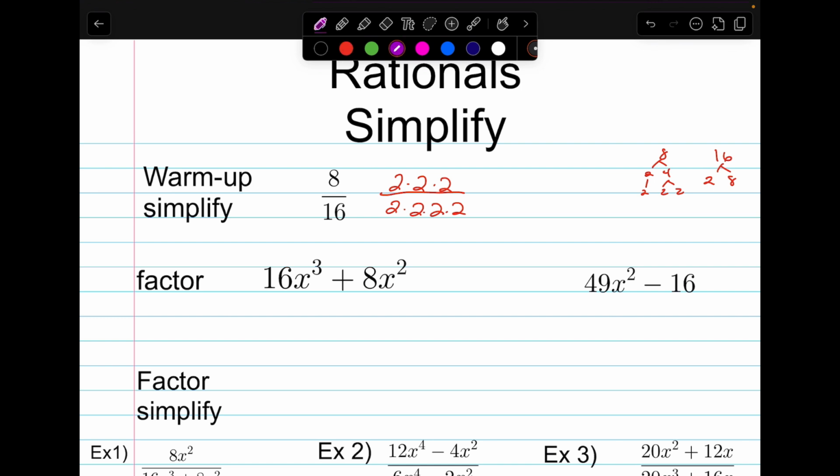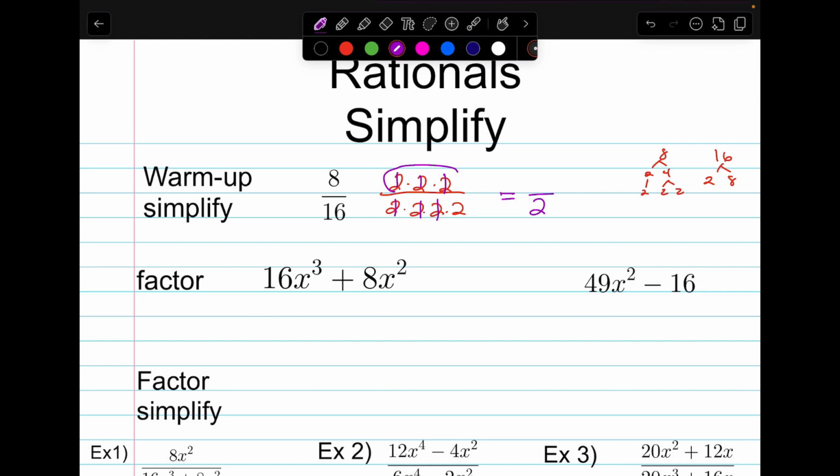And so now what do we do? We make ones, right? We start to divide each pair. So 2 divided by 2 is 1. 2 divided by 2 is 1. And 2 divided by 2 is 1. So what are we left with? Well, in our denominator, I'm left with a 2. I can clearly see that.